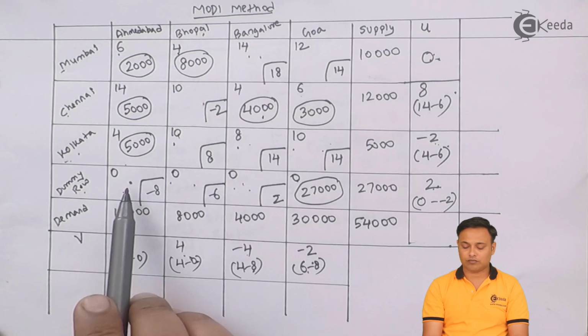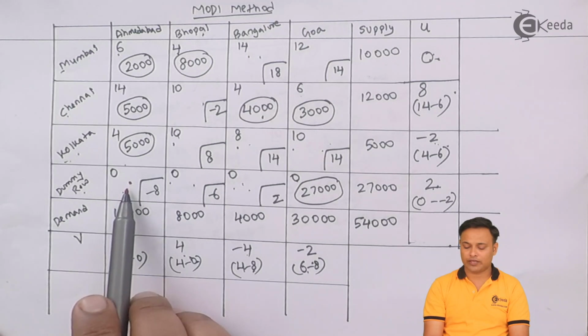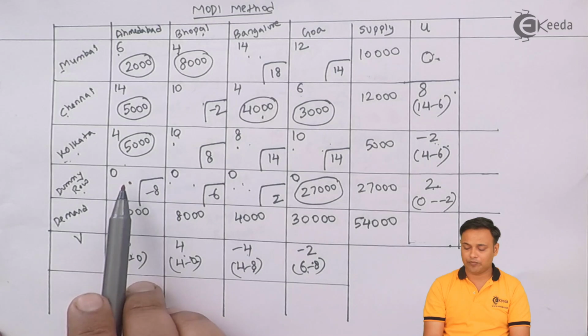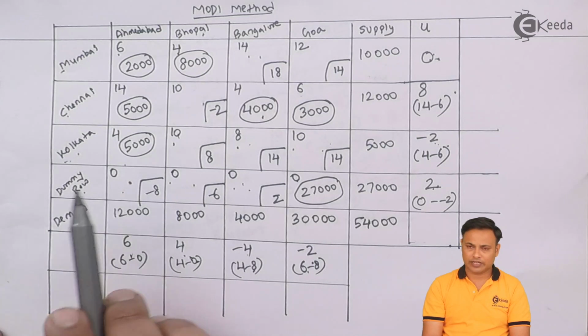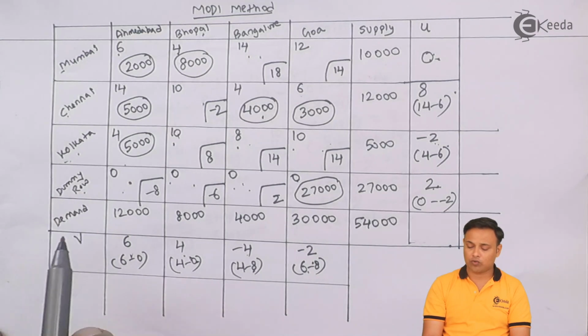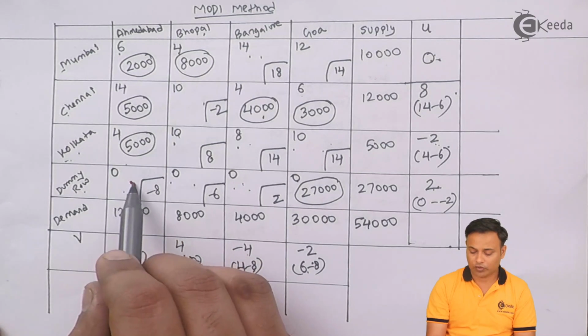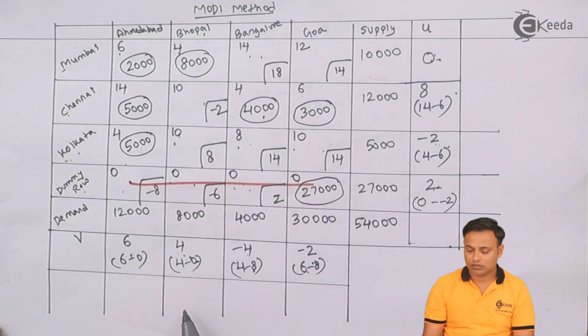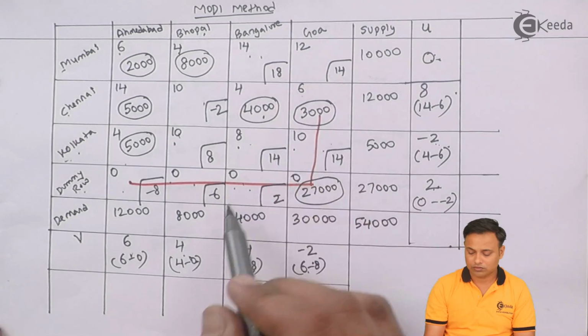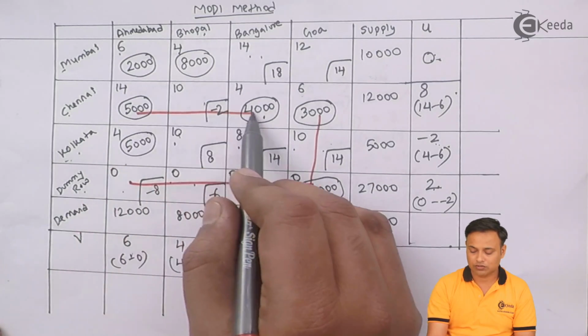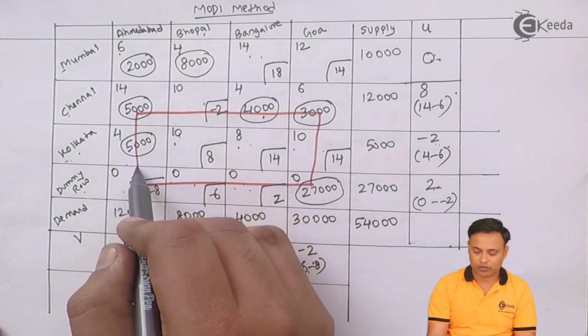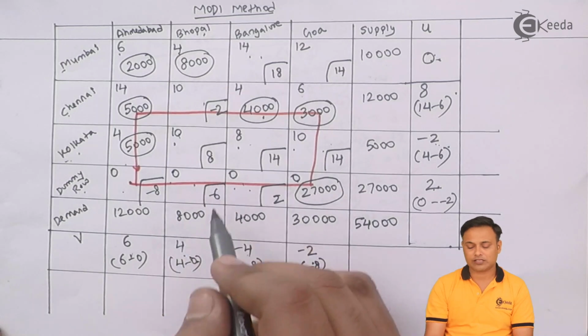So using this minus 8, I am going to draw a loop where I will come back to the same point and I will change the directions only at occupied cells. So I'll start from here. I'll go at 27,000. Then I'll go to 3,000. I'll go to 5,000. And I'll lead back to the same point from where I started.